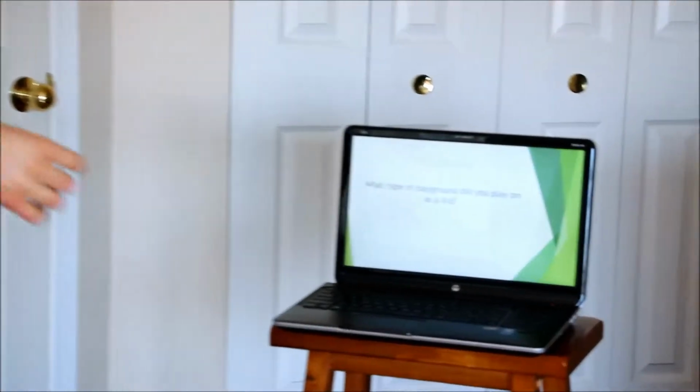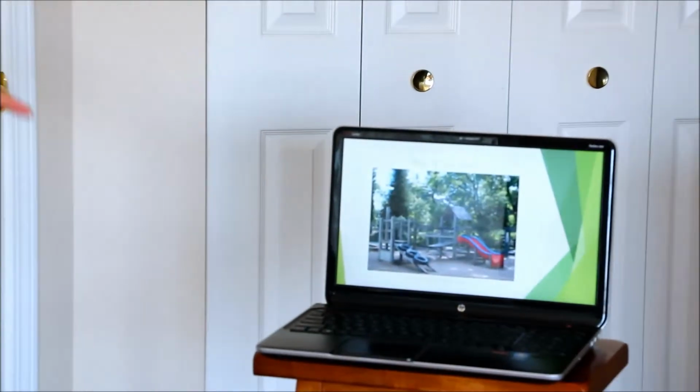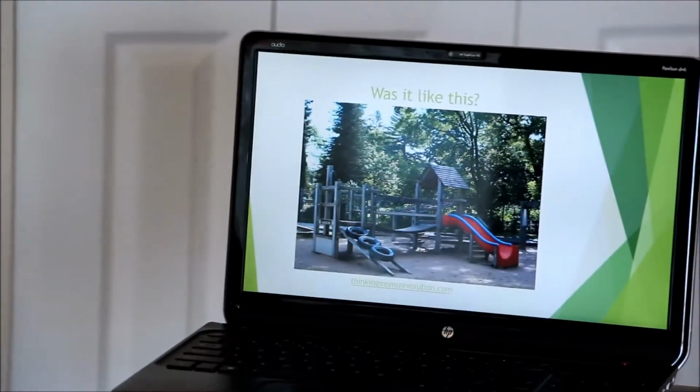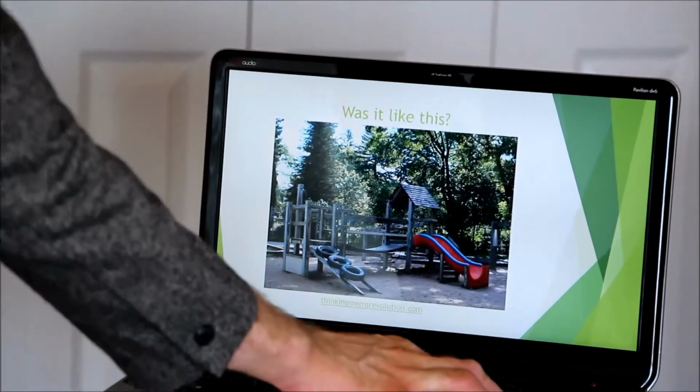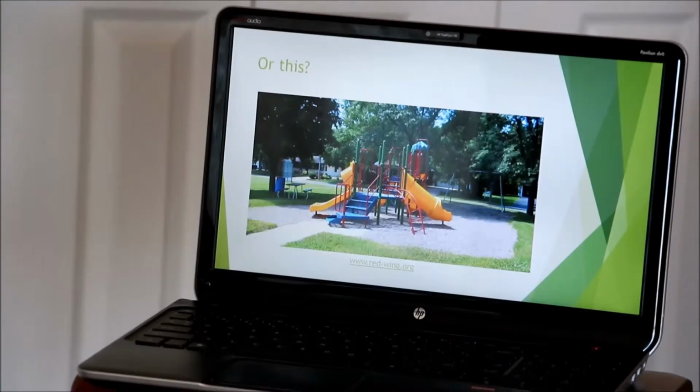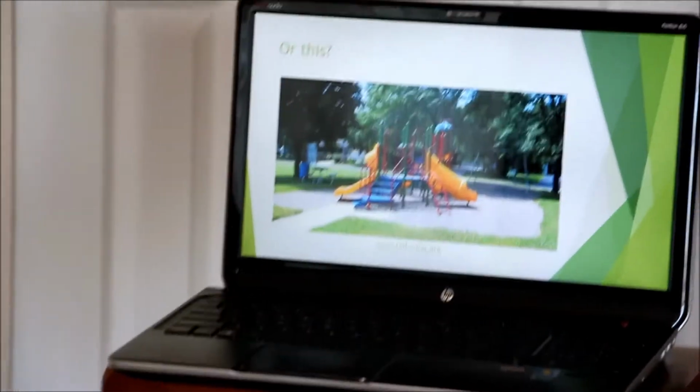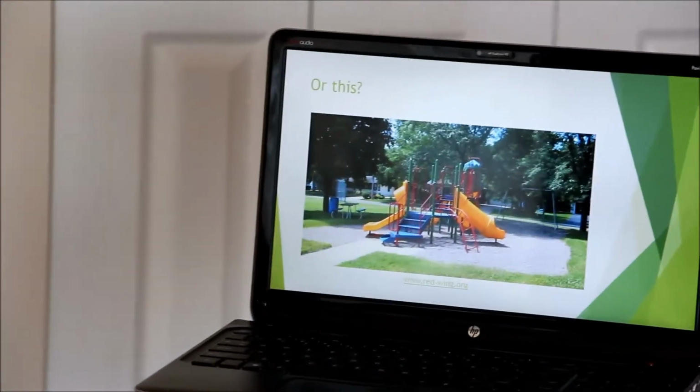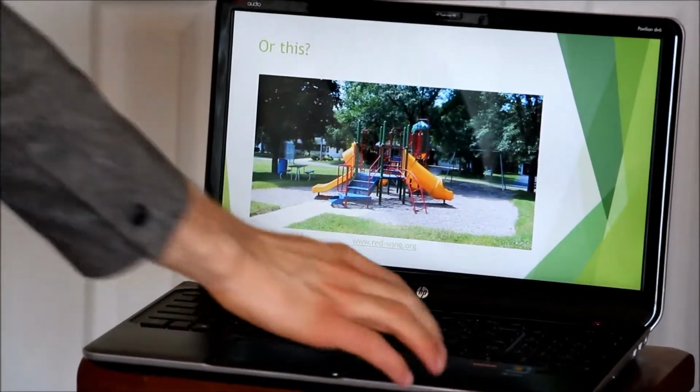All right, so let's think back. Think back to when you were a kid at middle school. What sort of playground did you play on at recess? Was it wood? Was it steel? Was it plastic? Was it something like this? Or something like this? So we have a lot of wood elements, a lot of plastic and steel in this one. These are examples of the traditional model. I'll break that down in a little bit.